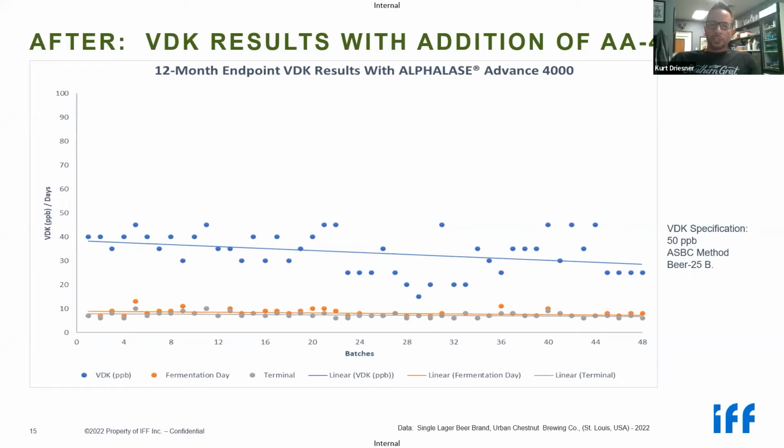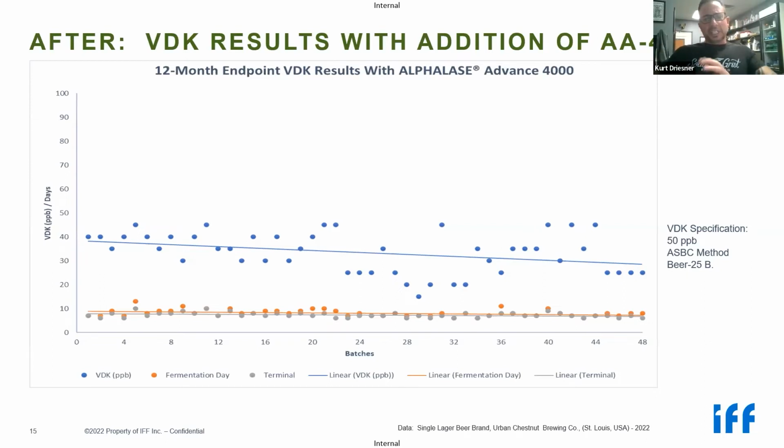We had used the enzyme enough to know, and not to spoil the surprise or anything, that it was terribly effective. And so right off the bat, we decided we were going to change our spec down from 70 ppb to 50 ppb. And this chart follows an entire year of using the enzyme in every batch. And as you can see, it's all a lot lower.